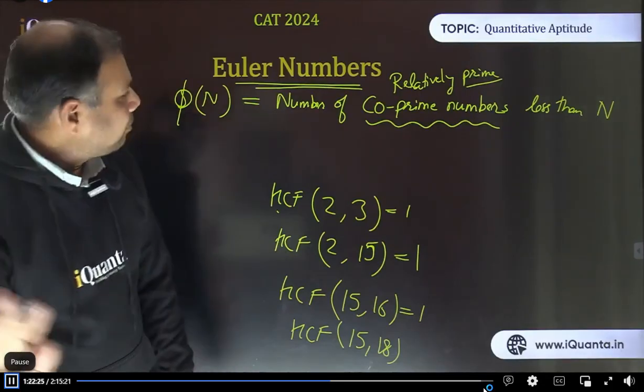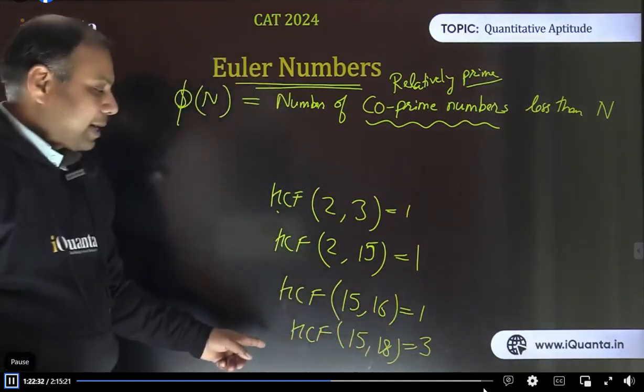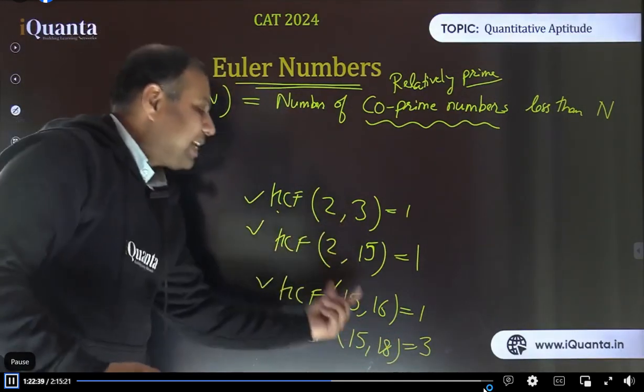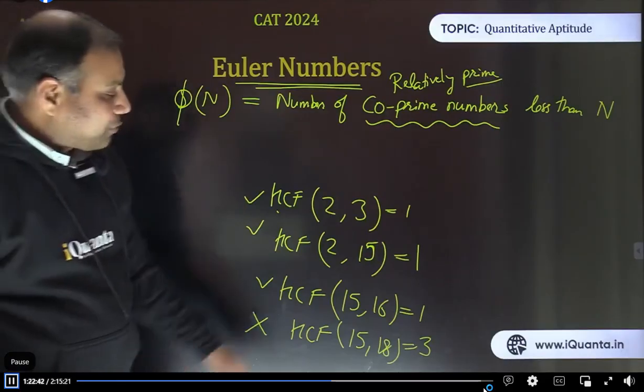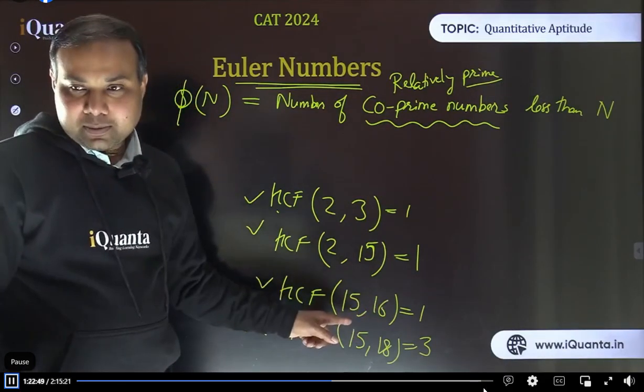I'm coming to your number, Megha. Wait, it's 3. So these numbers are not co-prime, right? So 15 and 18 are not co-prime, but all these are examples of co-prime. They are co-prime to each other. ठीक है ना? So I cannot say that 15 is a co-prime number. No, that does not make any sense. But 15 and 16, they are co-prime to each other, right?